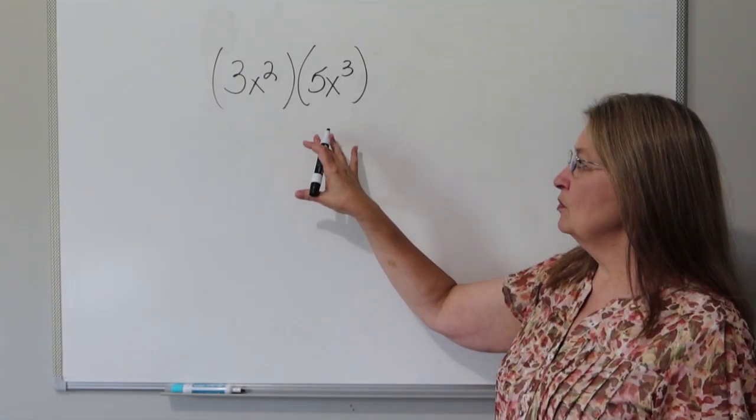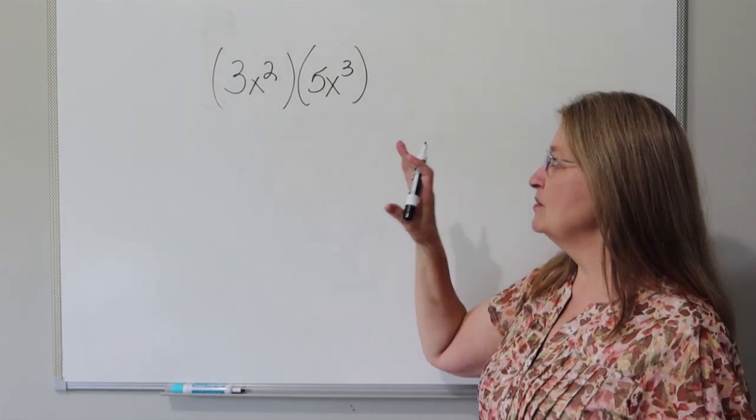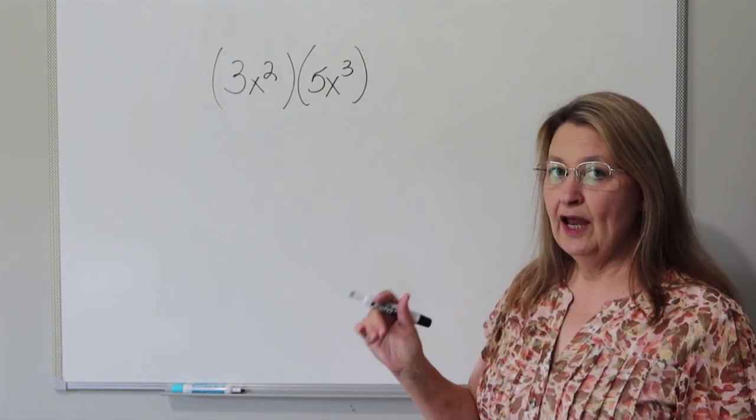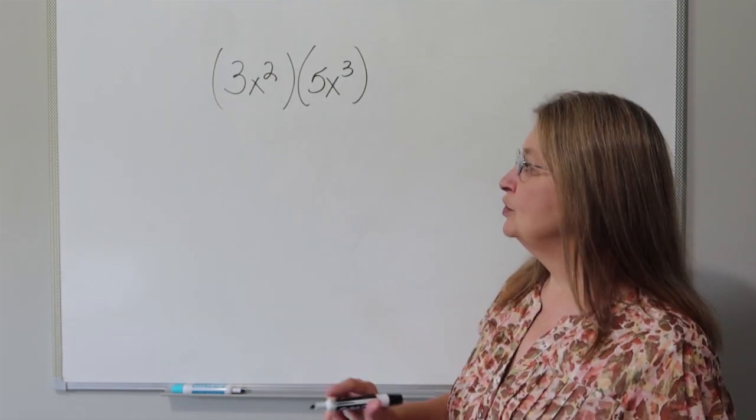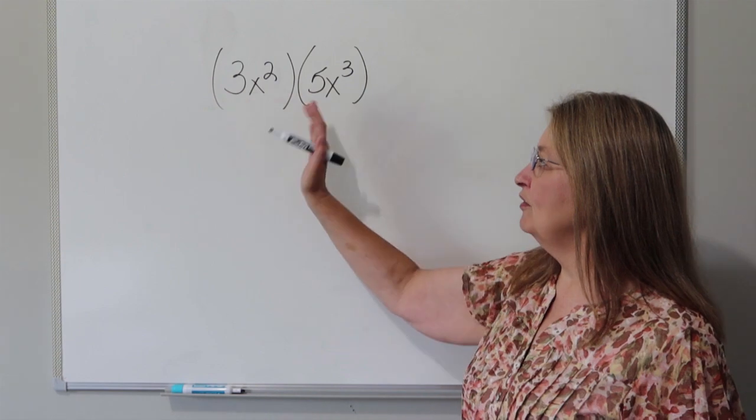Okay, so let's see what this one would be. 3x to the second times 5x to the third. Now, your exponents don't have to match when you multiply, remember that. What you're going to do here is multiply your coefficients together.